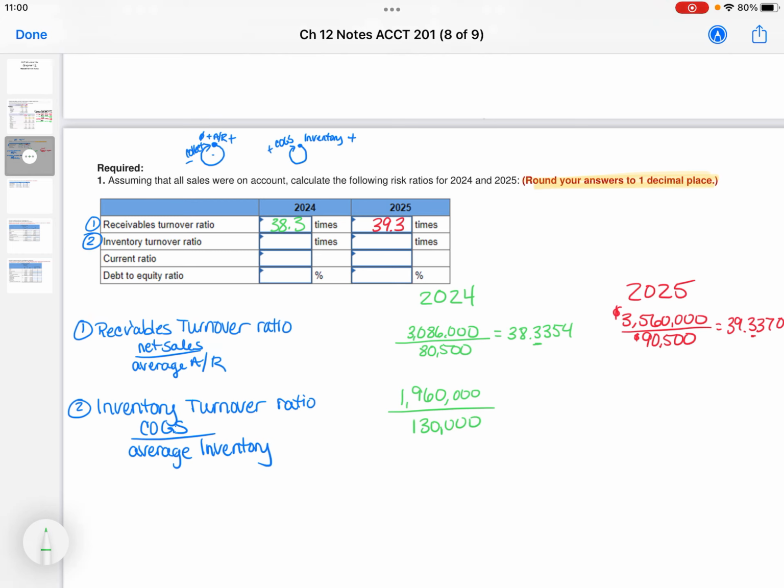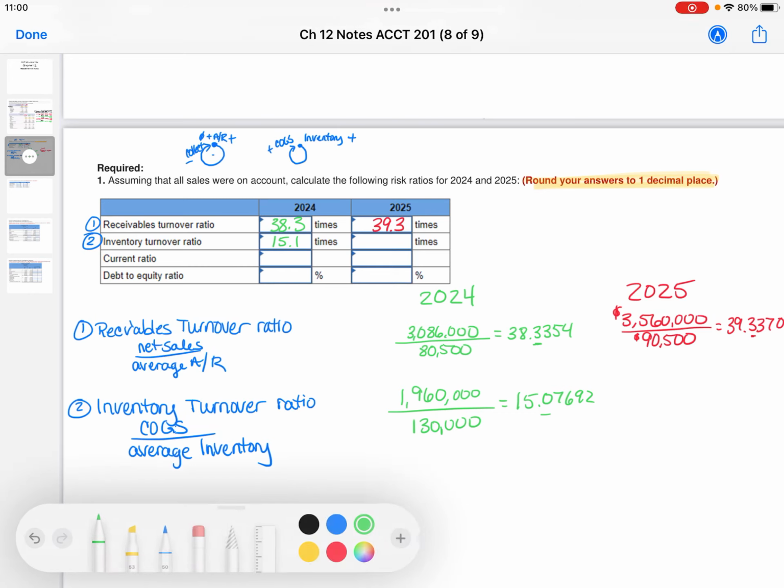Okay, when you divide these, you get 15.07692. We're going to round that to 15.1 times. So throughout the year, a little bit more than once a month, because there's 12 months in a year, I'm turning over my inventory, which means I'm buying it and I'm selling it. So about once a month, it's about 15.1 times.